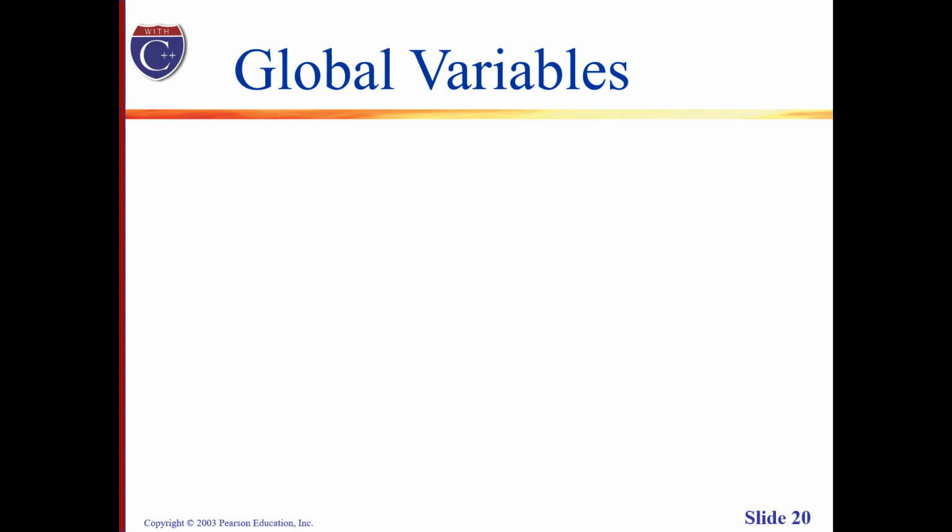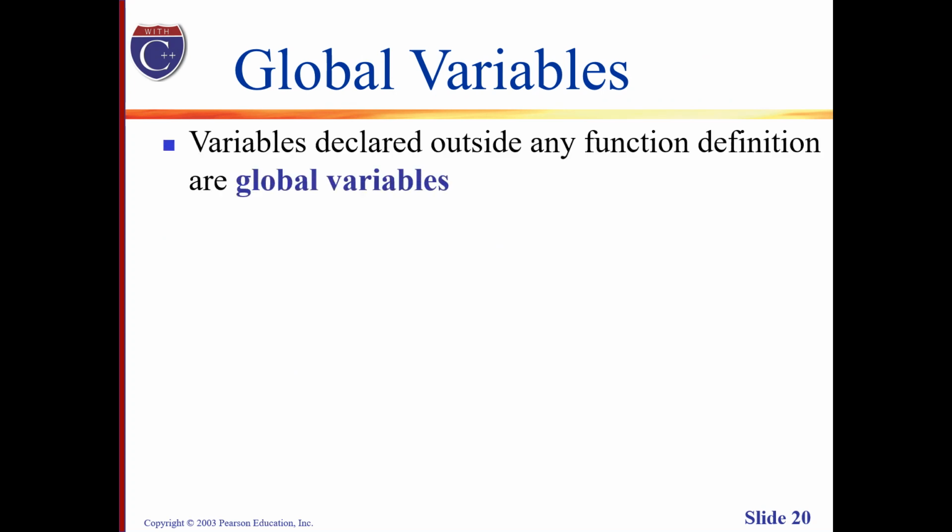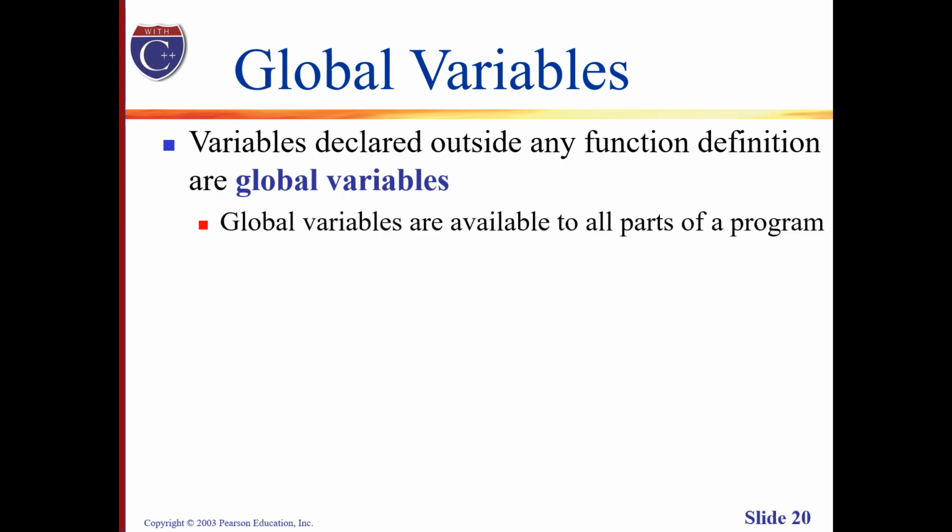How about global variables? As opposed to local variables in functions, variables declared outside any function definition are called global variables. Global variables are available to all parts of a program. Global variables are not generally used. If they need to be used, of course, we must use them with precaution.